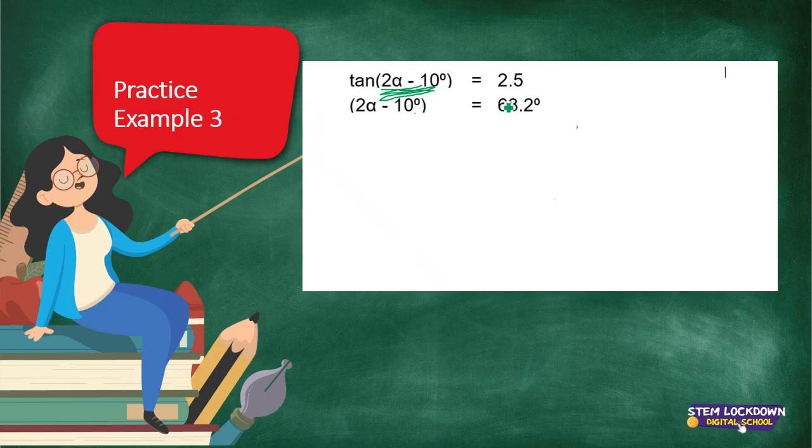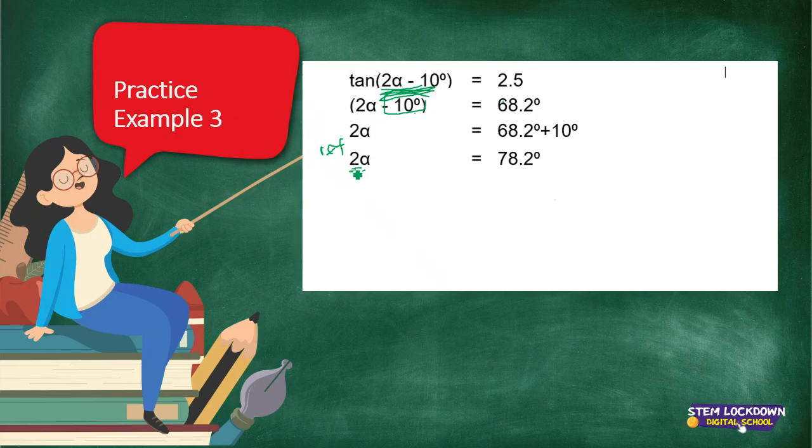So what you do on the left, you do on the right. We need to get rid of this 2 alpha. Simply 68.2 degrees plus 10, which is 78.2 degrees. This, guys, is your reference angle. Yes, it's a double angle, and we'll work on it there. This is your reference angle.